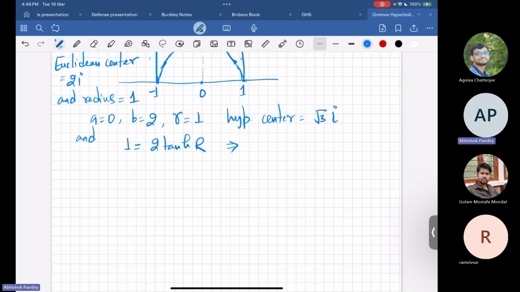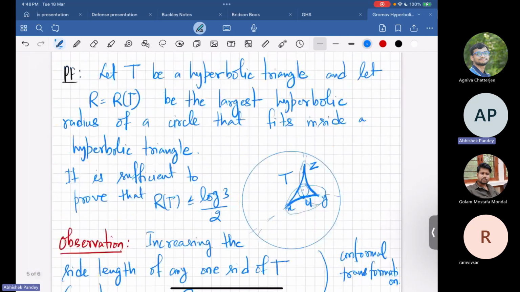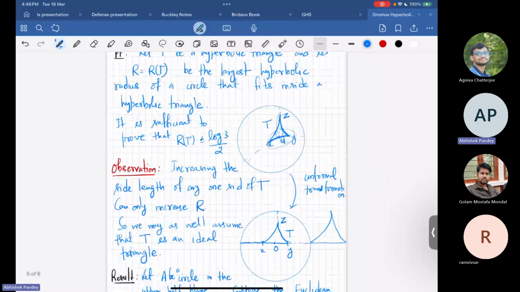So this implies r is basically the inverse tanh of 1 by 2. And what is this? This is basically log 3 by 2, its value. So this is the maximum hyperbolic radius of a circle which can fit inside that one. This is what we wanted, and now take the delta as log 3. Is it clear?